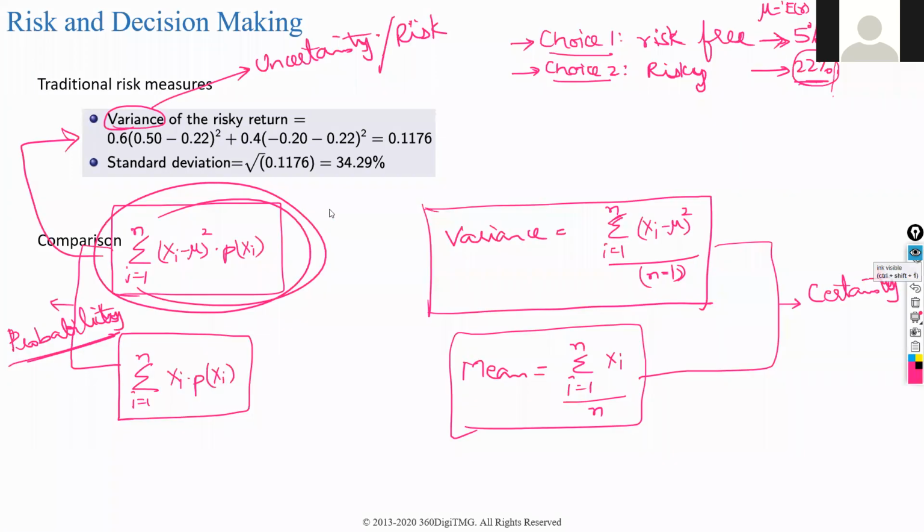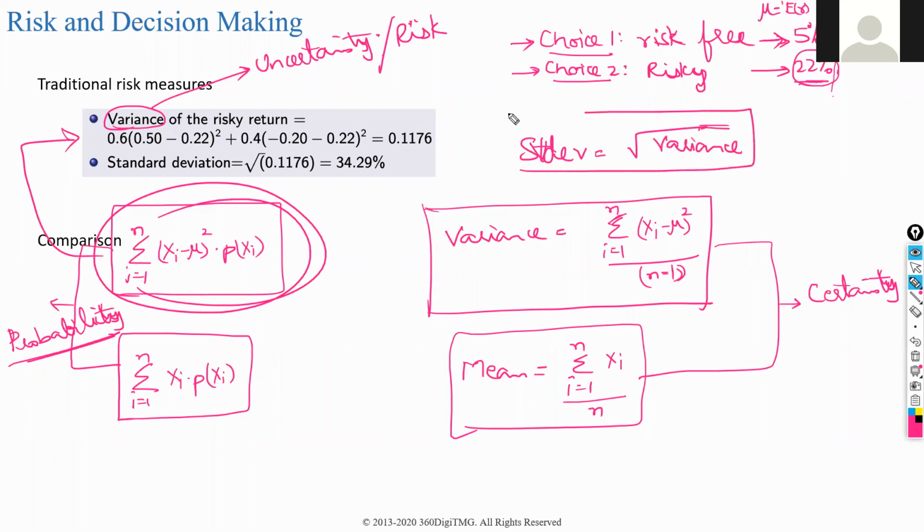And from that, if you want standard deviation, you take a square root of that, because standard deviation is nothing but square root of variance. This is also another formula that you're aware of. Look at the basic formula that exists. And the basic formula is what we are looking at to arrive at the decision making.